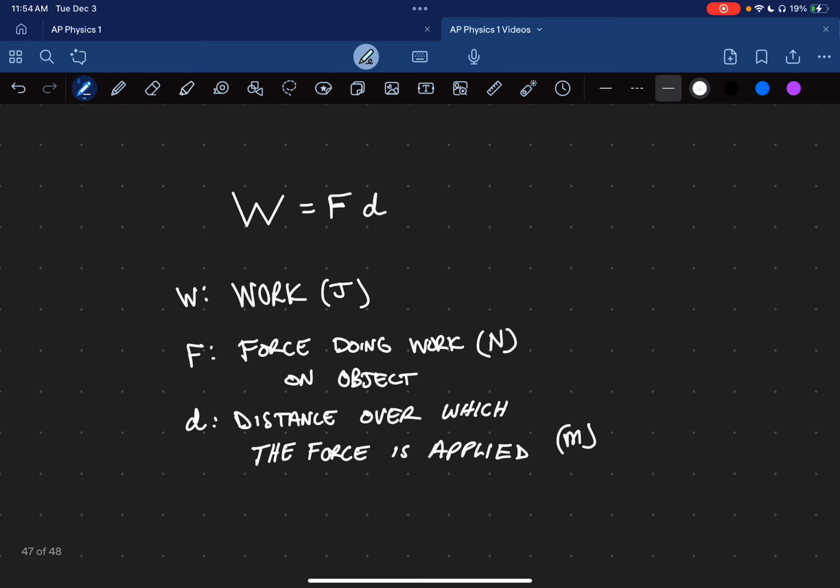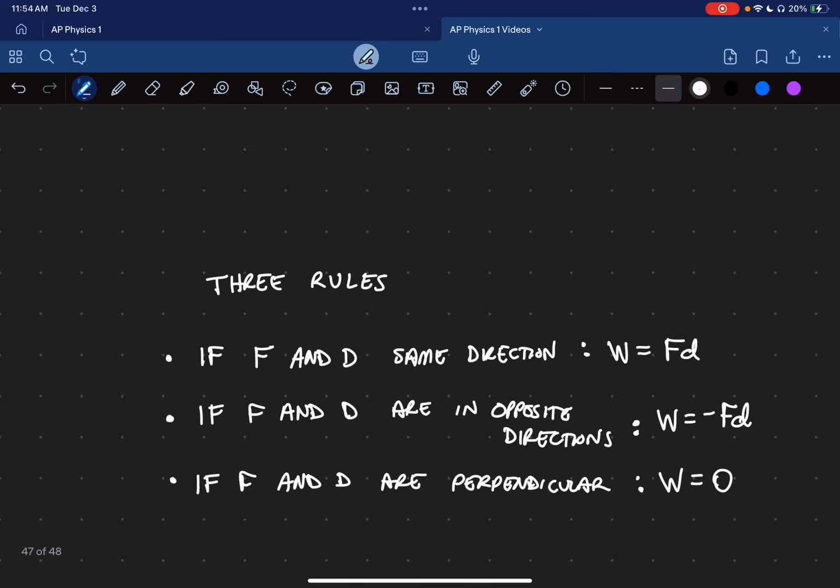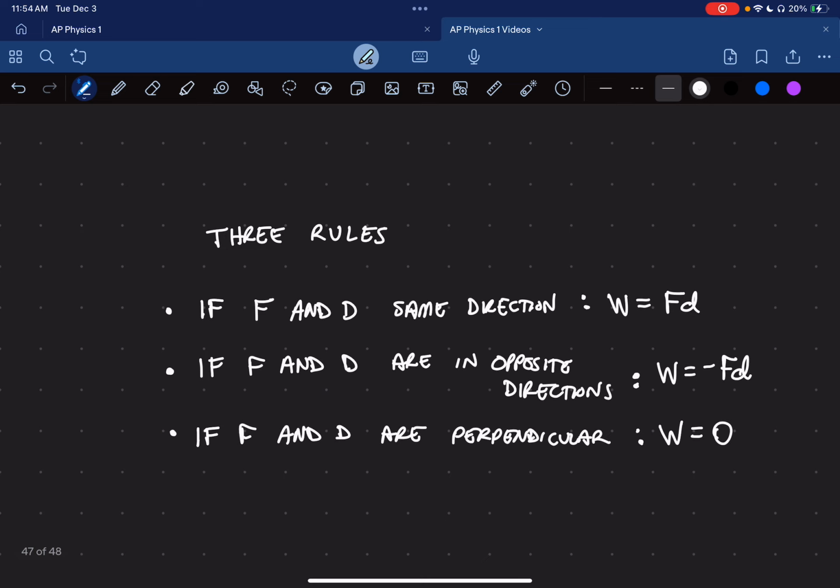For work, we can calculate it as the force applied to an object over a distance, or we can also say that d is displacement. Work is an energy, so it's in joules. F is the force doing the work on the object in newtons, and d is the distance over which the force is applied in meters. With work, we have to keep in mind three rules.